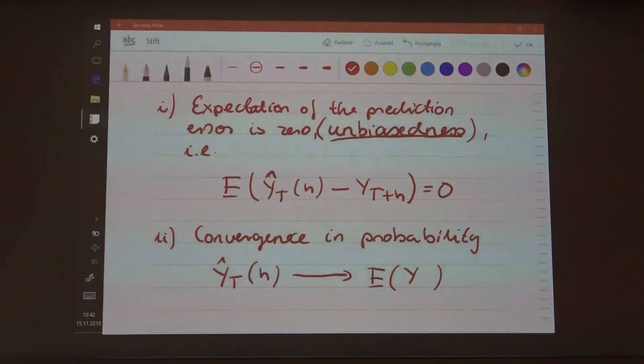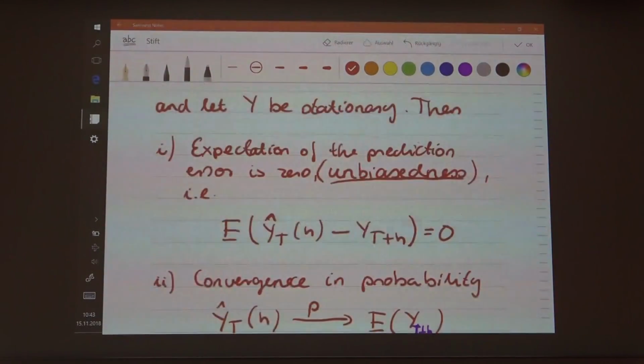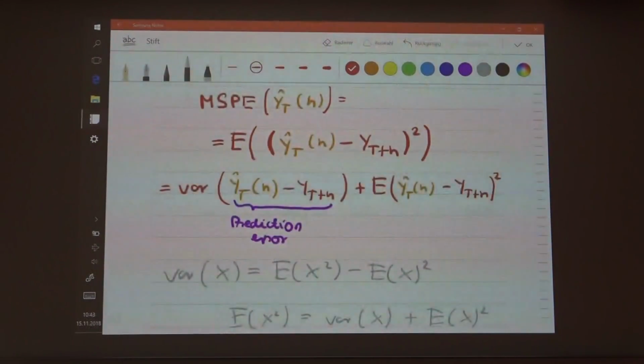Again, it doesn't matter, because the expectation does not depend on t. But that makes more sense here from this point of view. Basically, this does not mean that this is always going to be the same, but that it converges in probability to that value. As a consequence, since the forecast error is 0, the variance of the prediction error will converge to 0.